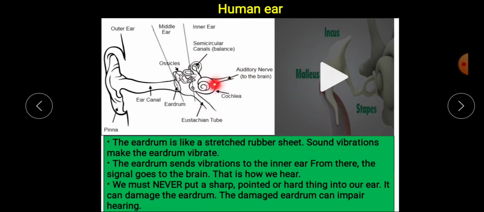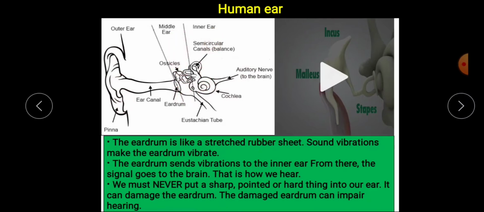Can you see here? These are the auditory nerves which will take the information to our brain, and from there the brain will analyze what we have heard and will make sense out of it. So our ear can be divided into three parts: outer ear, middle ear and inner ear.